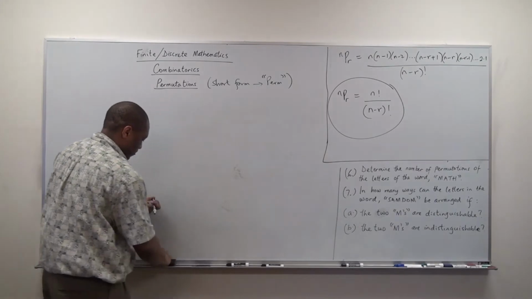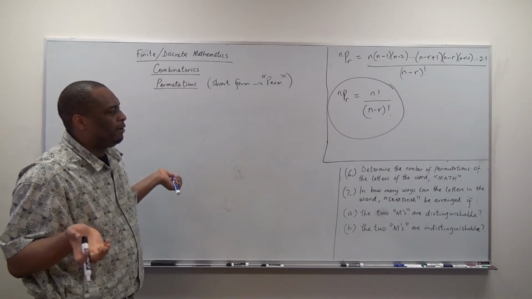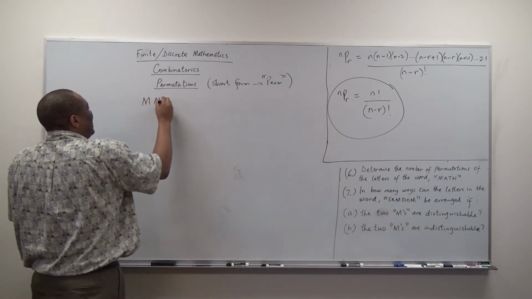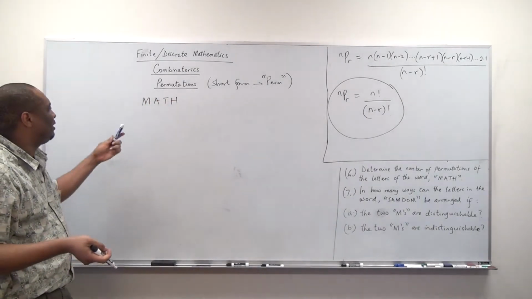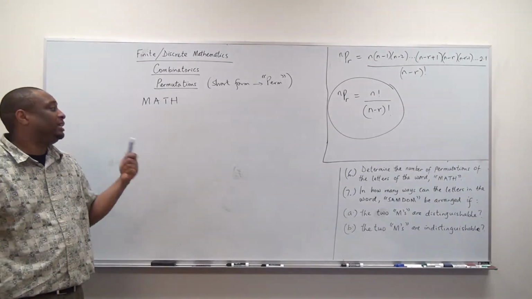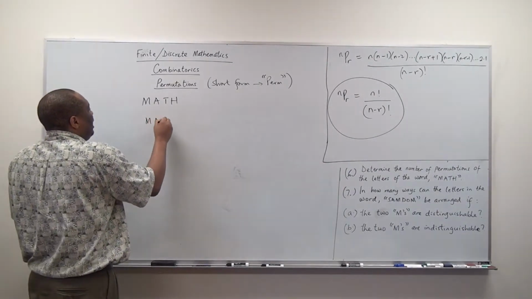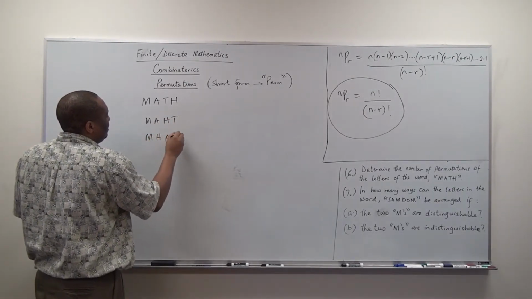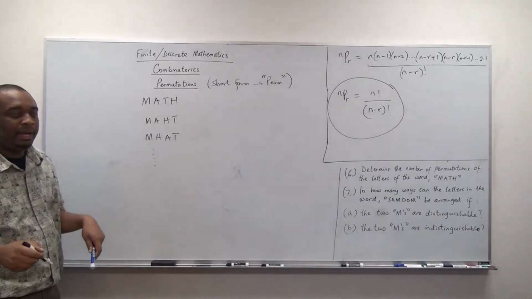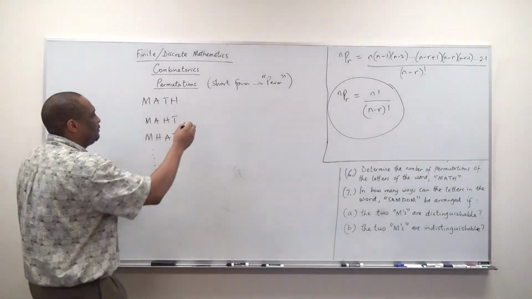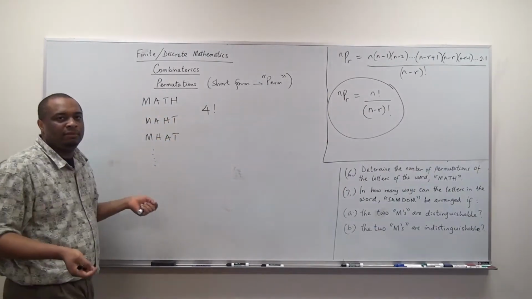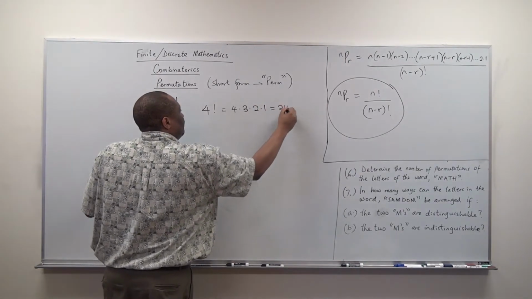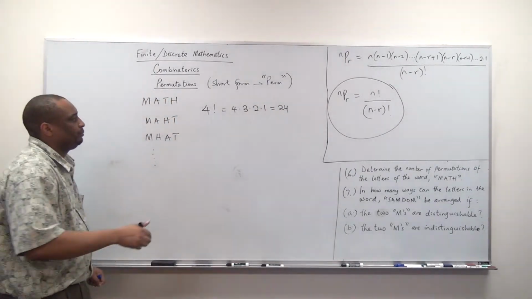Now, number 6, determine the number of permutations of the letters of the word MATH. Of course, MATH is like saying A, B, C, D. You can have M-A-T-H, M-A-H-T, M-H-A-T, and keep on going, right? But it's just 4 factorial, because it's 4 items, and that gives us 4 times 3 times 2 times 1, 24 permutations.